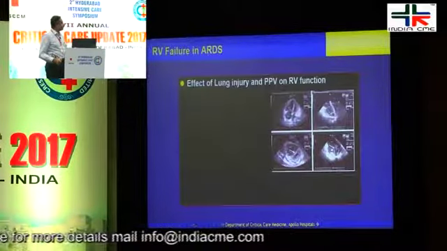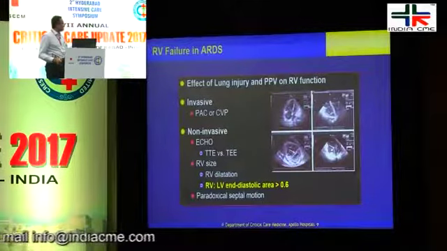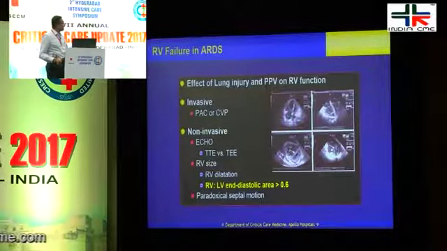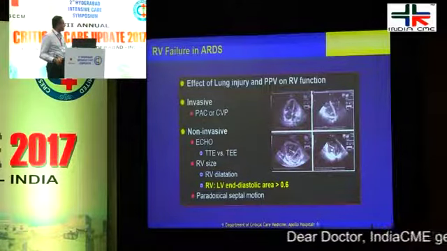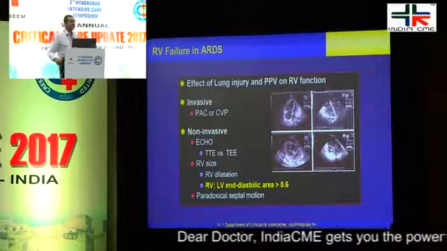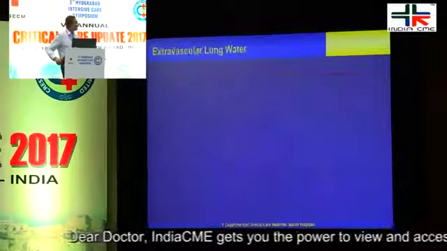Quickly going through RV failure, I can look for RV failure, usually quickly with a bedside transthoracic echo. You don't need a TEE. Look for RV dilatation. An RV to LV end diastolic area ratio of more than 0.6 qualifies as the RV being distended. You need to be cautious about fluid.